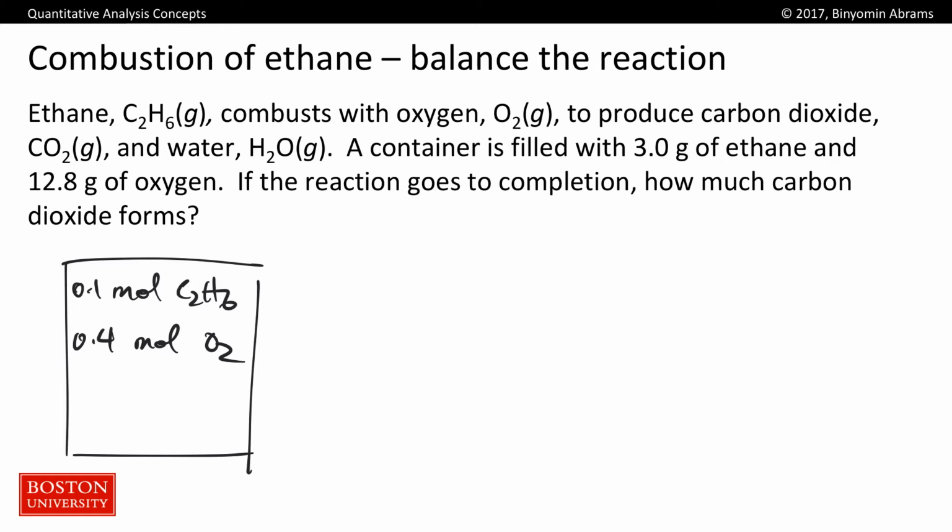Once we know what we have in front of us, we can start making predictions about what kind of reactions can take place. So we know that ethane will burn in oxygen to make carbon dioxide and water. Hit pause and fill in the coefficients using the skills we've developed before.